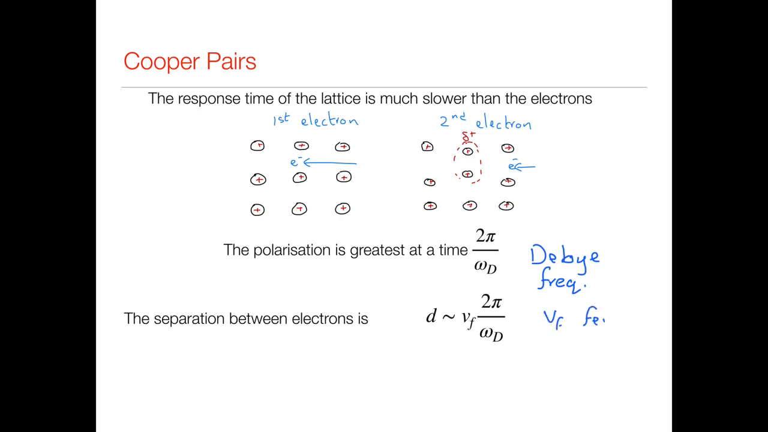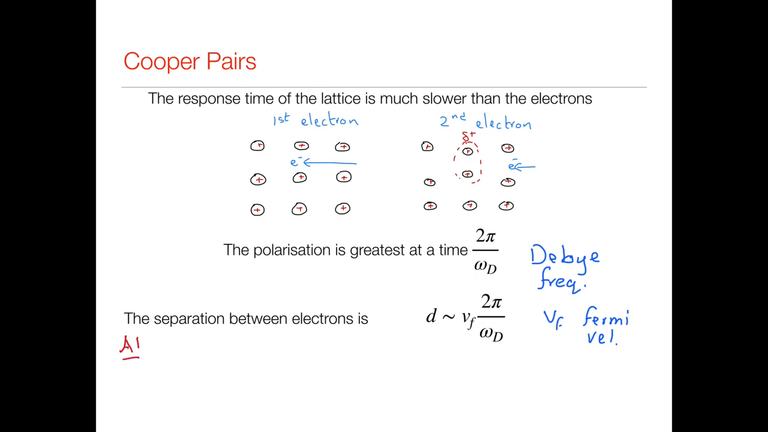is the Fermi velocity. Okay, so it's an estimate of the speed at which the electrons are traveling in the material. So that gives us an order of magnitude as to the distance between the electrons in a Cooper pair. Now, from this, we could pop some numbers in. So if we look up these things, let's take aluminium.